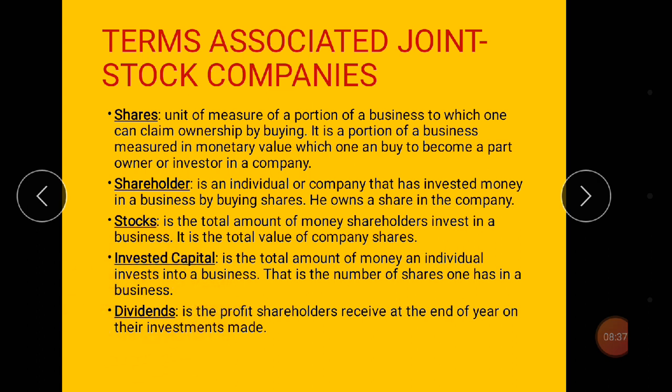So when I buy 20,000 worth of shares in MTN Ghana, it means that at the end of the year, when MTN makes profit, they share a portion of it among their shareholders. And because I'm a shareholder and I hold about 20,000 cedis worth of shares in MTN Ghana, what will happen is that I will also get a portion of the profit that is being shared. And that portion I get is what we call dividends.